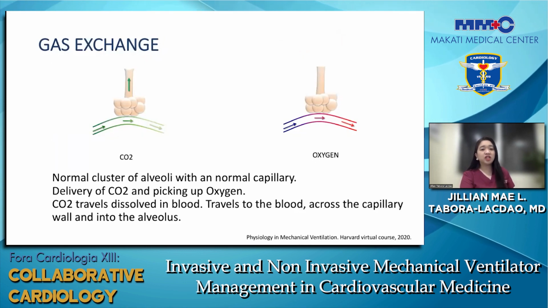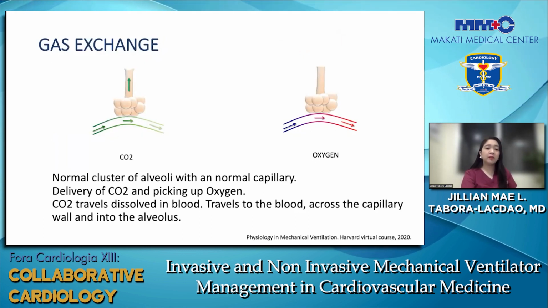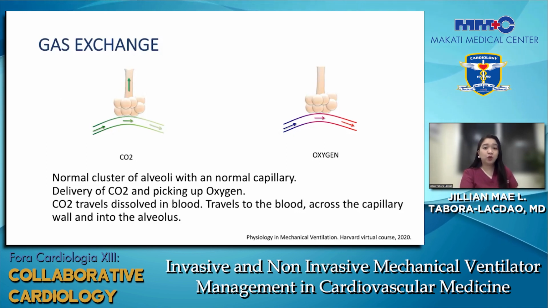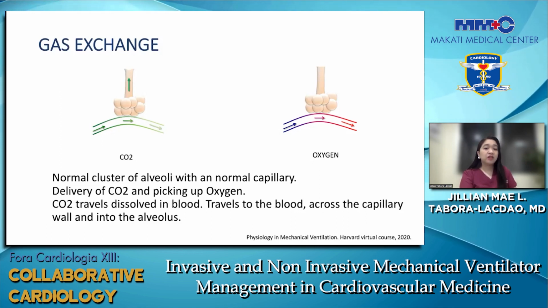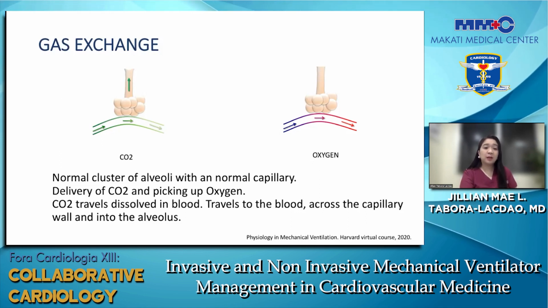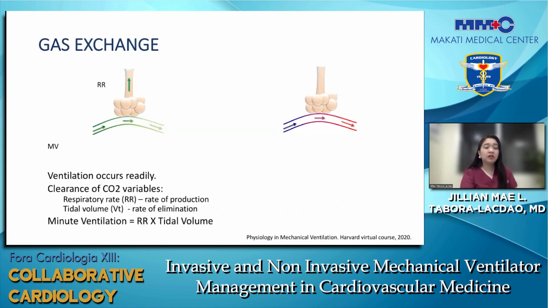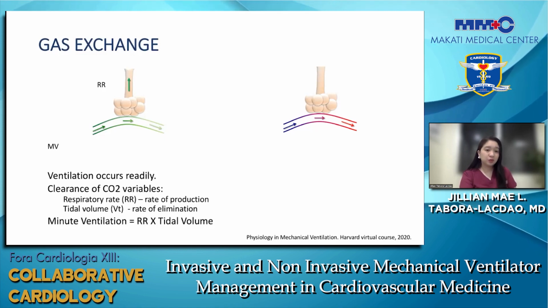For gas exchange, as you can see in the diagram, the normal cluster of alveoli is seen with a normal capillary. The delivery of oxygen is on the left side, and on the right side, the oxygen is picked up. The carbon dioxide travels dissolved in blood. It travels across the capillary walls and into the alveolus. Ventilation occurs readily.